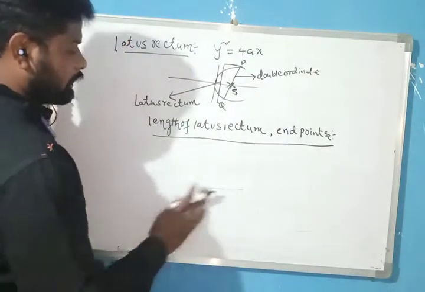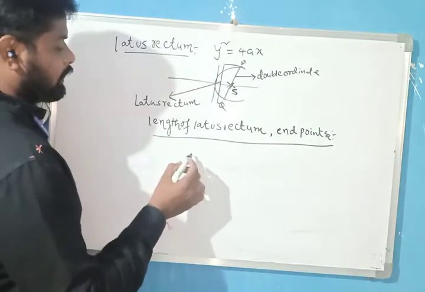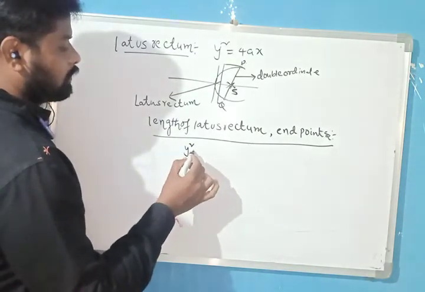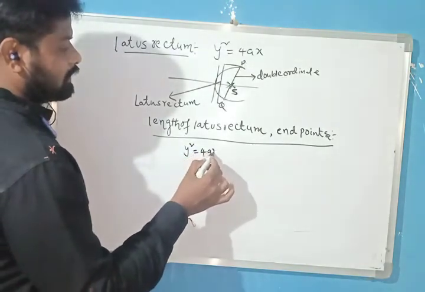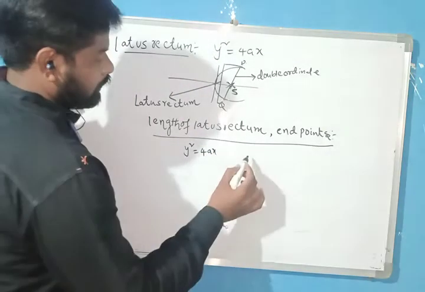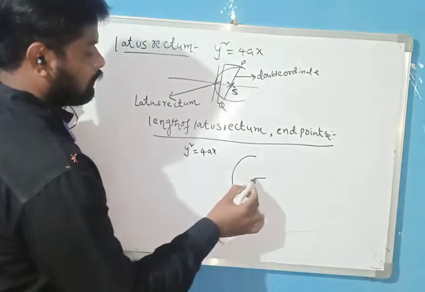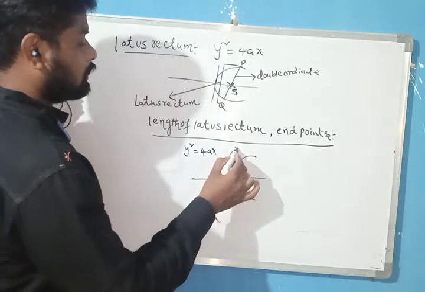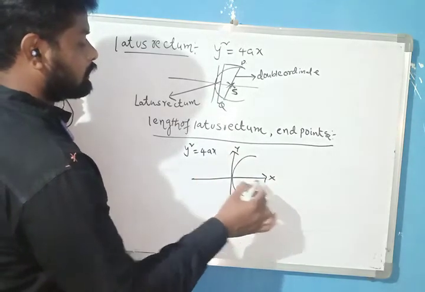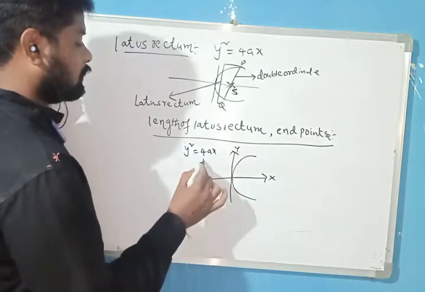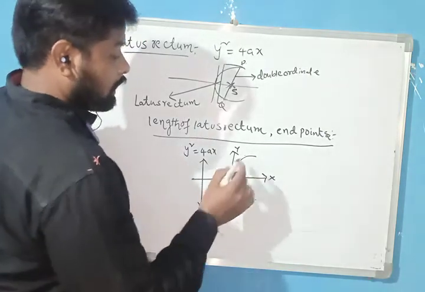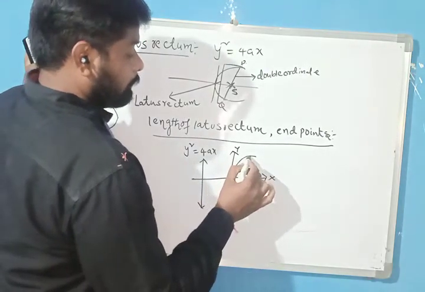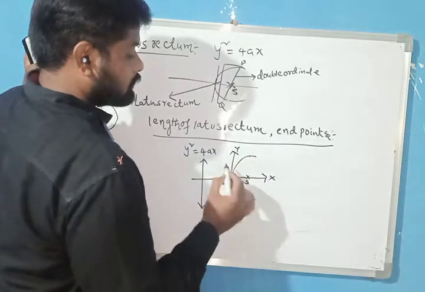Length of the latus rectum concept. For example, I am taking y square equal to 4ax. What is the concept? One double ordinate passes through the focus. That is called the latus rectum. It is the equation of the directrix. After that, I am taking one focus here.